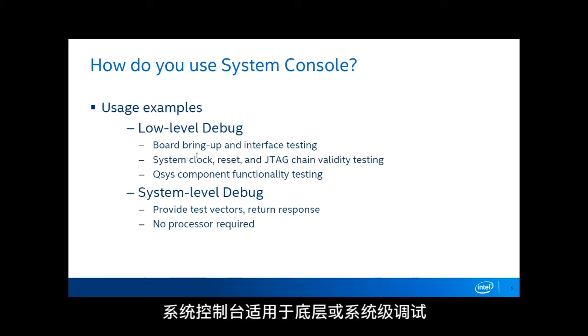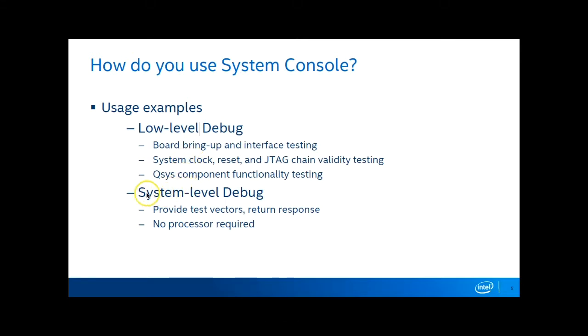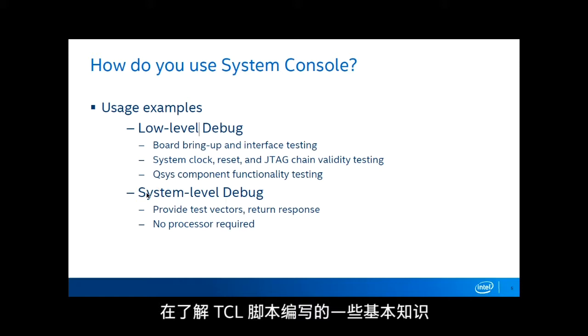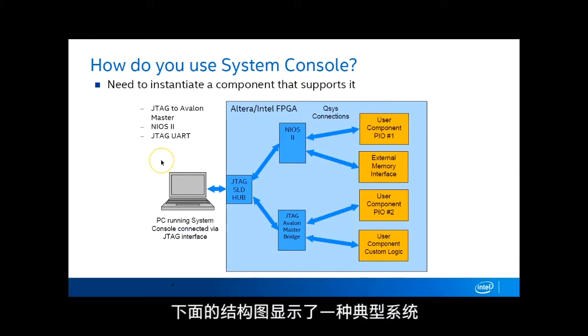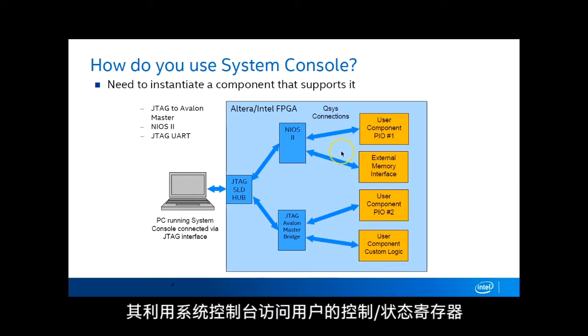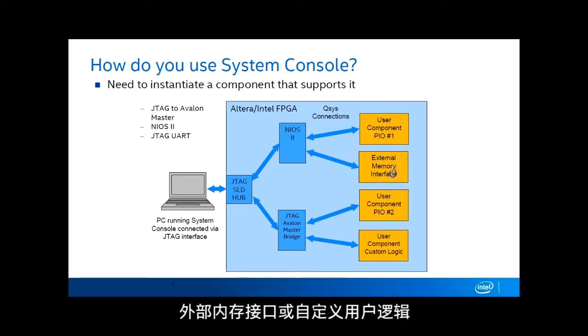System Console is ideal for low-level debug or system-level debugging and is particularly well suited for board bring-up and initial system testing. Again, no processor is required. Some base knowledge of Tcl scripting and a few minutes playing in the interactive console and you should be off and running. The following block diagram shows a typical system that leverages System Console to access user control status registers, an external memory interface, or some custom user logic.